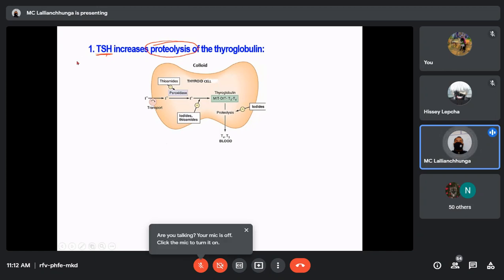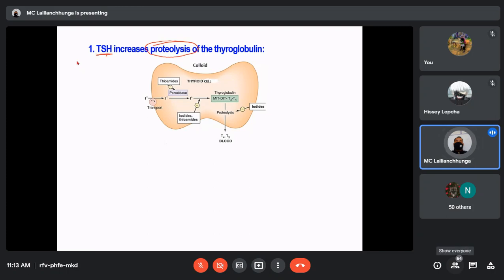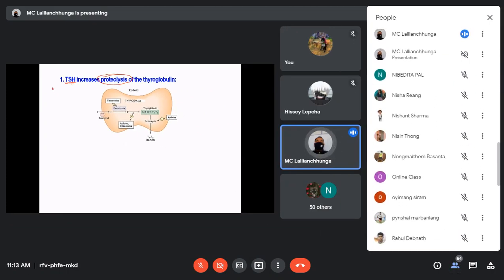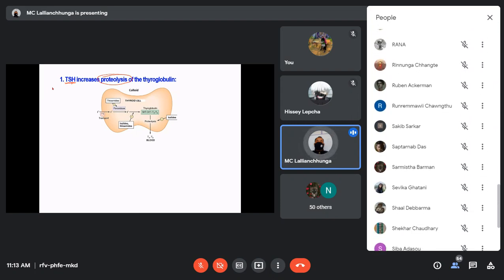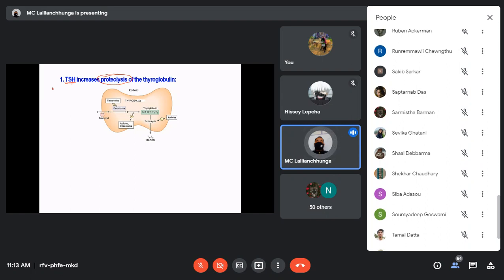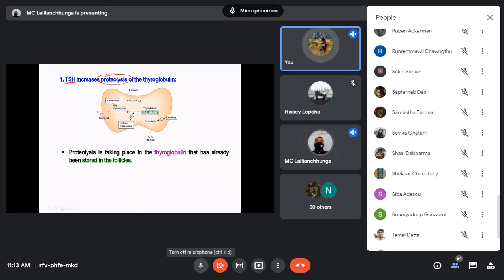When we talk about TSH, under the anterior pituitary gland, I told you that it is stimulating the thyroid gland. How it stimulates the thyroid gland: point number one is that it increases proteolysis of the thyroglobulin, so that there will be release of T3 and T4 into the bloodstream.